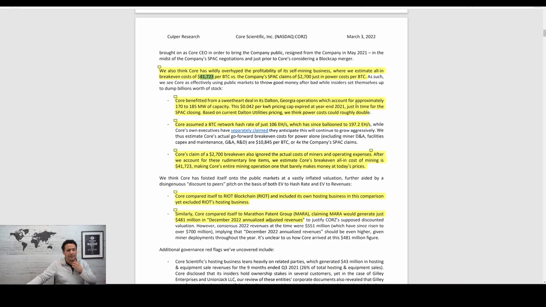This claim here is quite funny, and again, we're going to get back into this when they get into more information further in the report. But yes, there's some information that you have to be made aware of with regards to that claim. Core assumed a BTC network hash rate of just 106 exahash per second, which has since ballooned to 197.2 exahash per second. So yes, this is true.